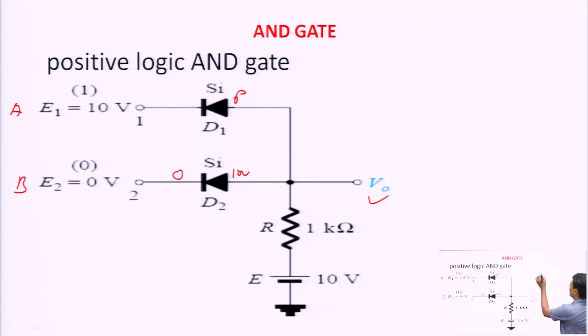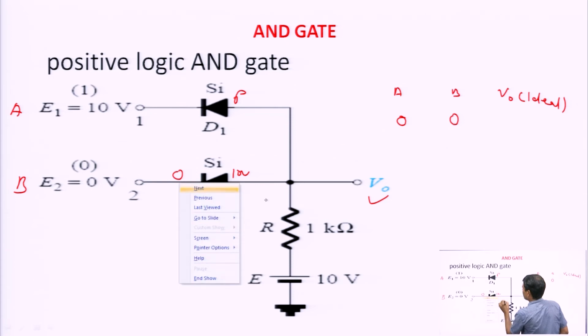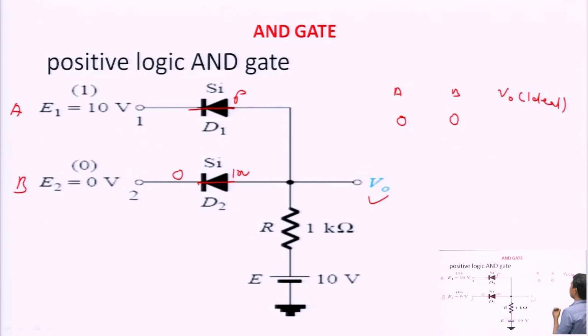Truth table is here. Suppose this is A, this is B and this is V naught ideal. What will happen if both are 0 volt? This means both become forward bias. Both become forward bias means this becomes ideally short circuit, and this becomes ideally short circuit. So the output becomes 0 ideally.